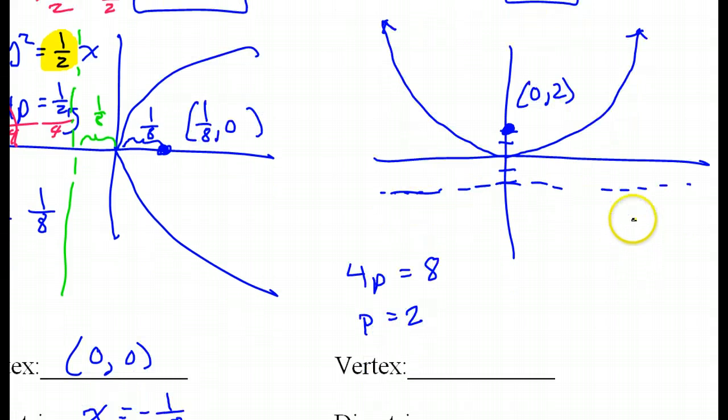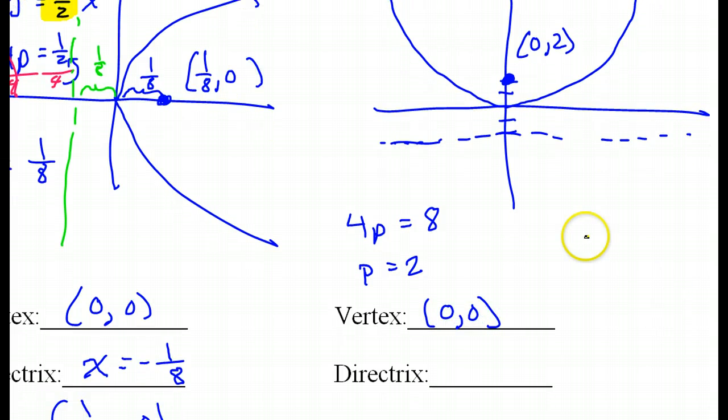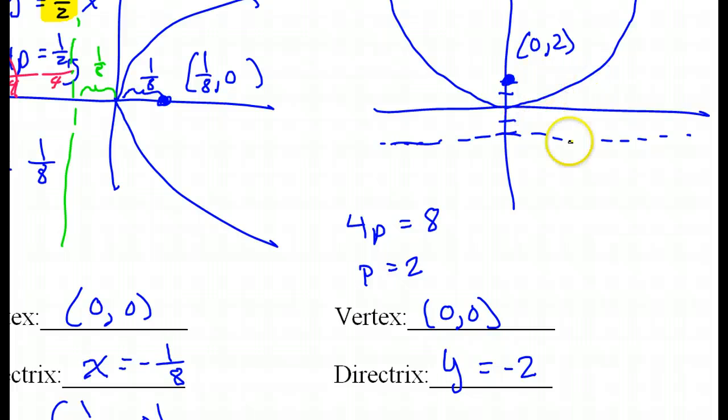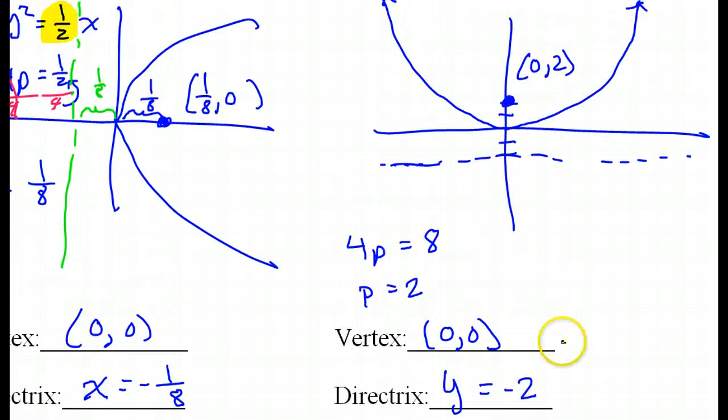Is there anything else I need? The vertex is still going to be at 0, 0. And then my directrix is right here at y equals negative 2. Like I said, my focus was 0, 2. Alright, so that is it for number 3.